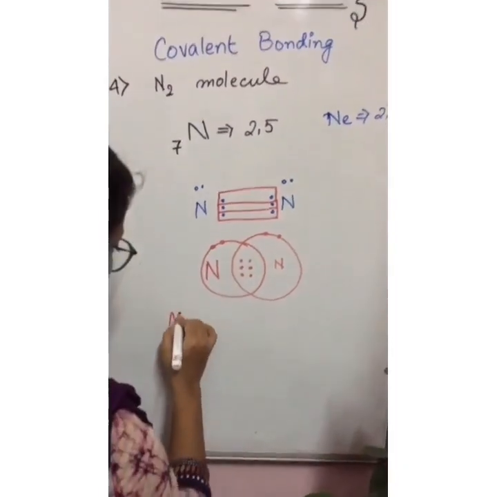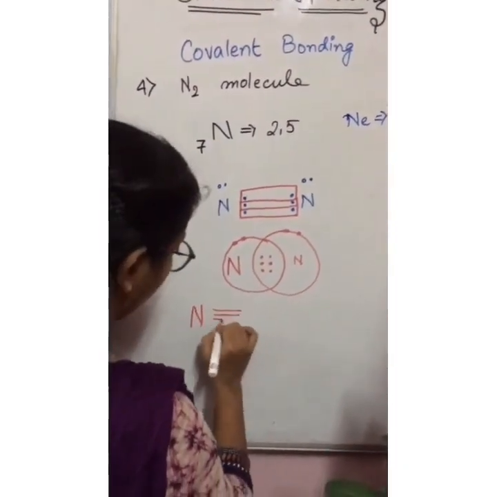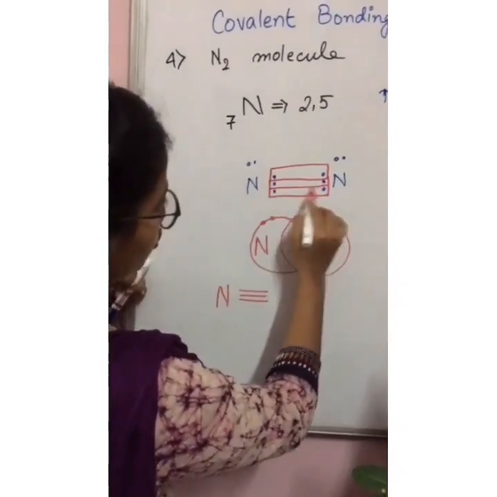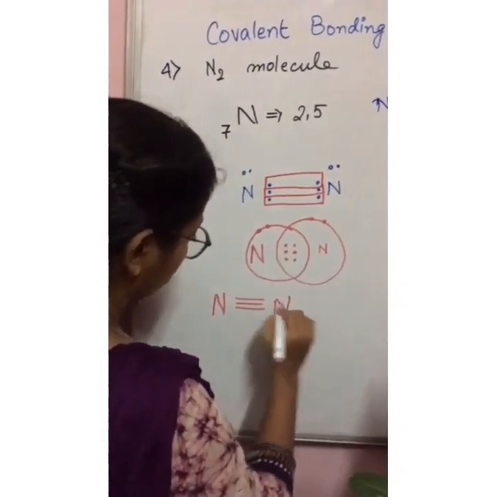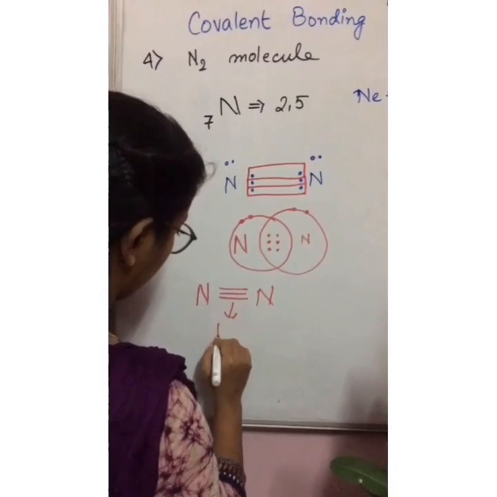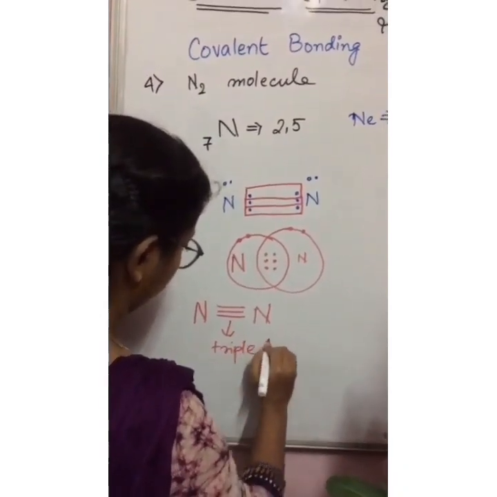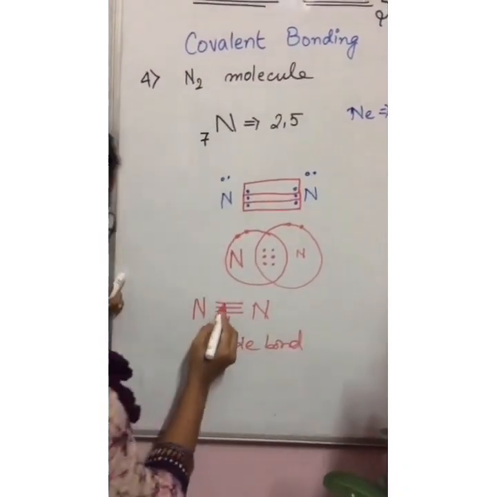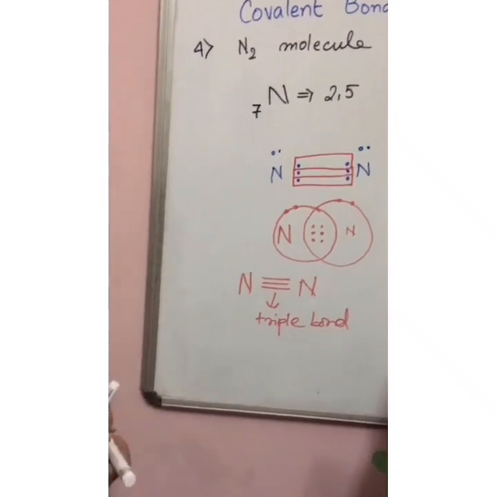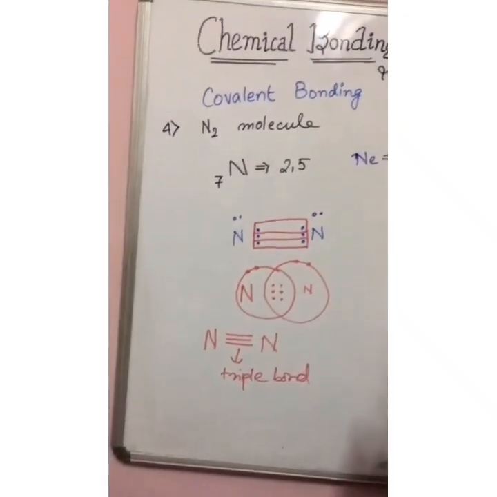So nitrogen, we have to draw 3 straight lines because 1, 2, 3 pairs of electrons. So N, this is called triple bond. Why triple? Because 3 covalent bonds are being formed.